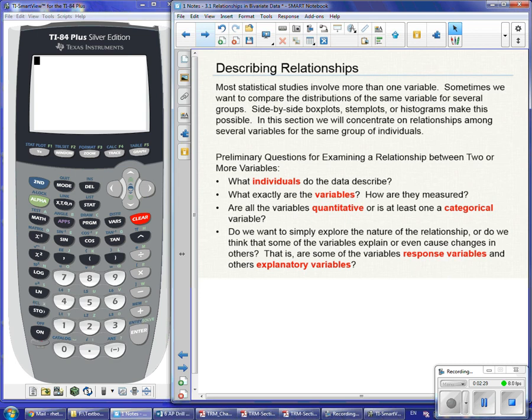And the primary questions that we're going to ask, first of all, are: what are the individuals? Who is it that we're describing? What are the variables and how are they measured? That's really important to make sure that we're consistently measuring them the same way for our sample. And are the variables quantitative or categorical? That's another important question because that's going to change the displays that we use. And do we want to simply explore the nature of the relationship, or do we suspect that one of the variables may explain or possibly cause changes in another? That is, are some variables response variables and others explanatory?